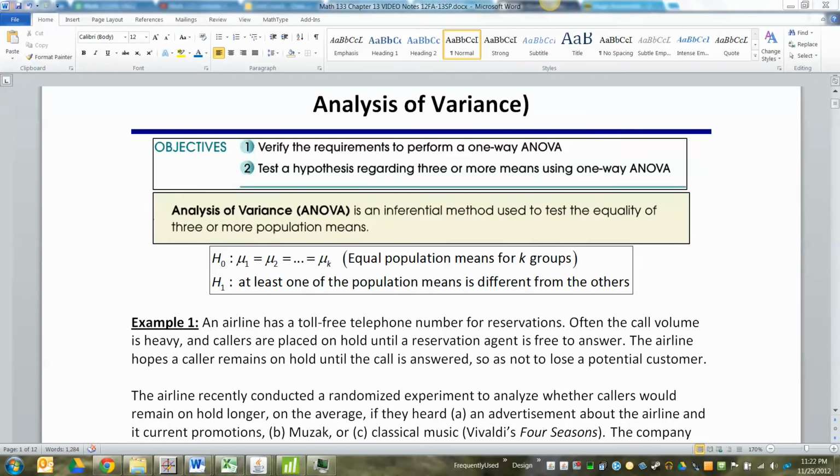Now, what is an ANOVA test? ANOVA stands for Analysis of Variance. It's an inferential method we use to test the equality of three or more population means. Now, keep in mind, this is different from what we were doing in Chapter 12. Well, let me bring that up.